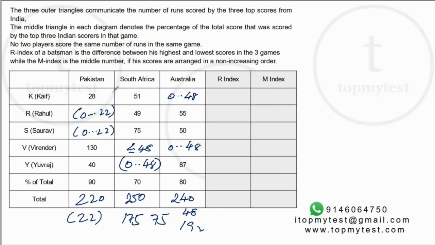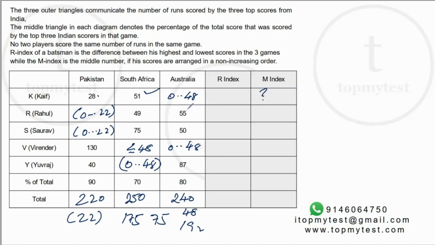Okay, the middle score for Kaif. Now if Kaif scores less than 28, then 28 will be the middle score. If he scores more than 28 against Australia, then whatever is his score against Australia, that will be his middle score. This will be the highest. Lowest can be either here or here, and the middle one also can be here or here. So we don't know the middle index straight away.